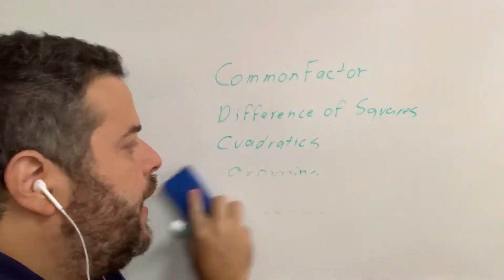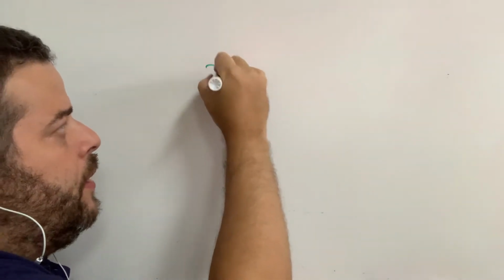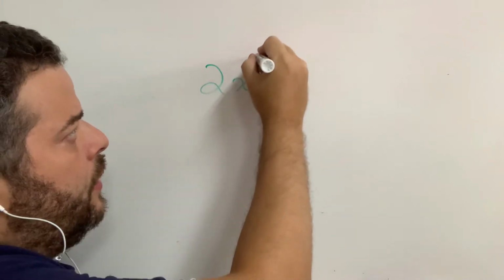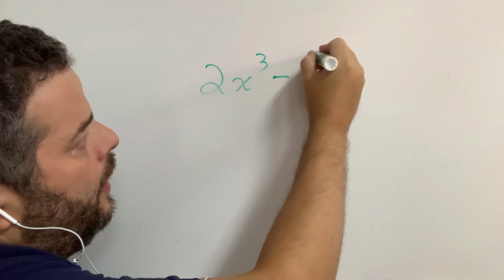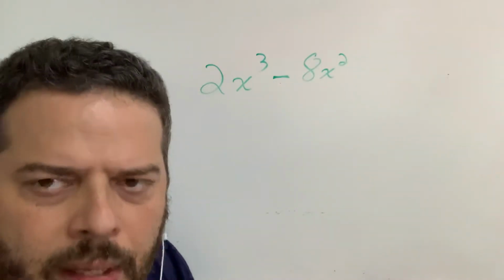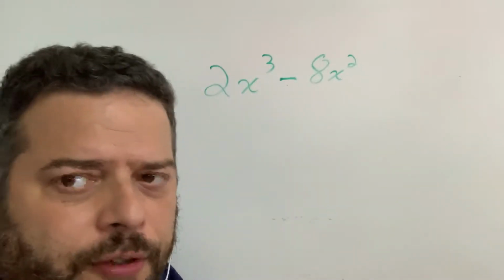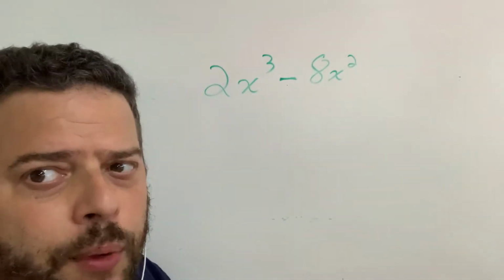Now let's begin. And I'll give you an example of a common factor that is factored again. For example, if I'm given 2x cubed minus 8x squared. Now we're going to do common factor first, and then we're going to do another type of factorization, so I'm going to explain two in one go.